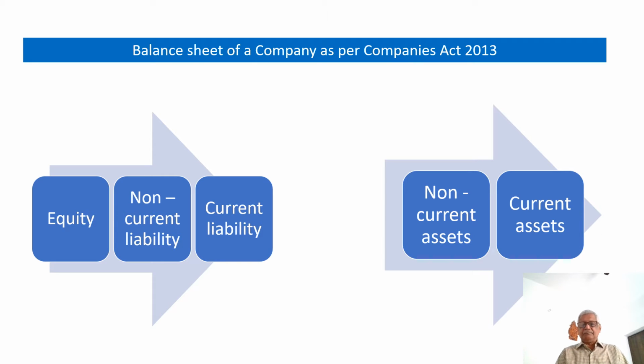The balance sheet of a company as per the Companies Act 2013 has two broad classifications. One is equity and liabilities. Under that we have equity, non-current liability and current liability. The other side is the classification of assets of the company, which are again subdivided into non-current assets and current assets.